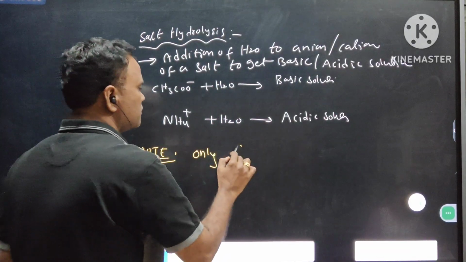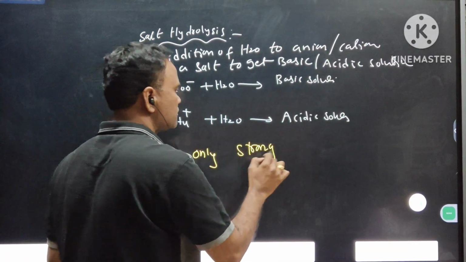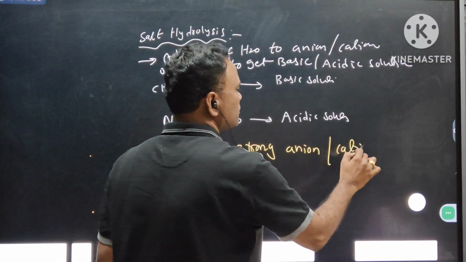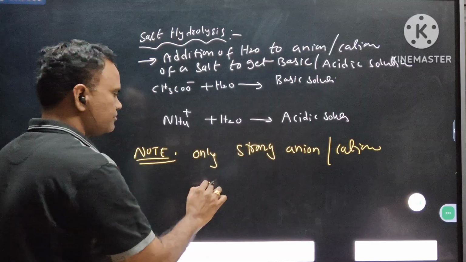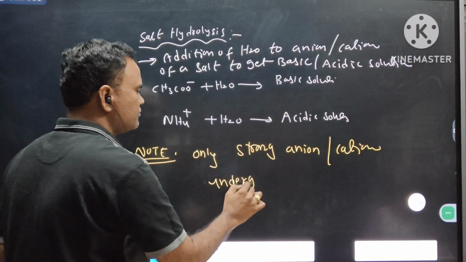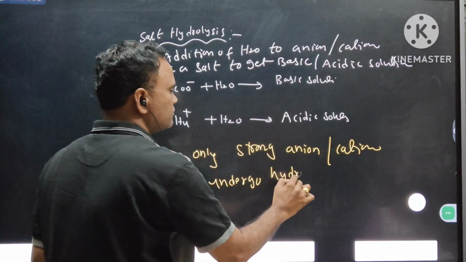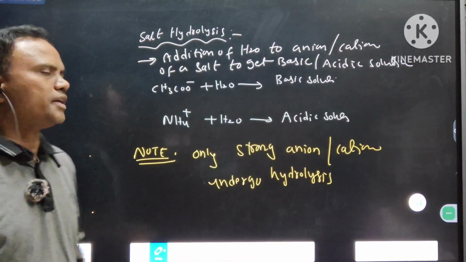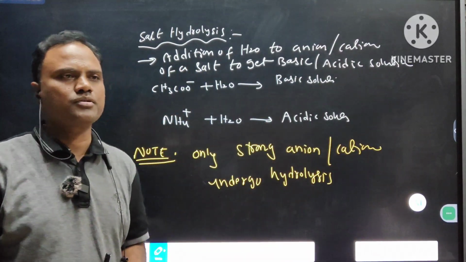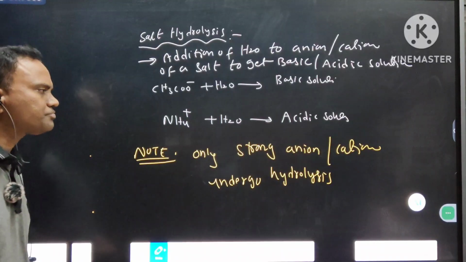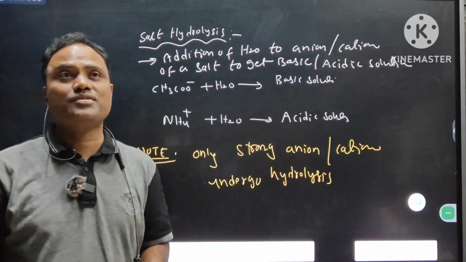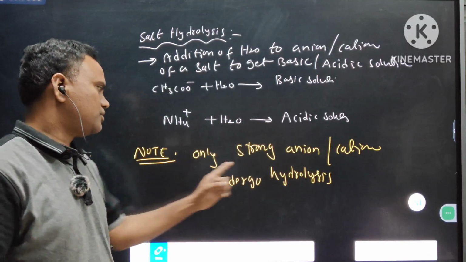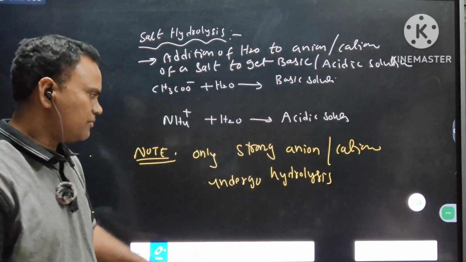Only strong anion and strong cation undergo hydrolysis. Only strong cation, only strong anion undergo hydrolysis. Some salts do not undergo hydrolysis. The reason is this one. Let us see.